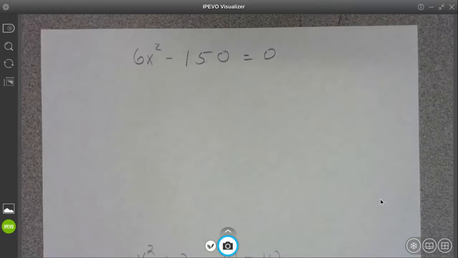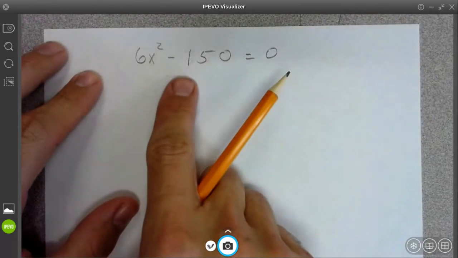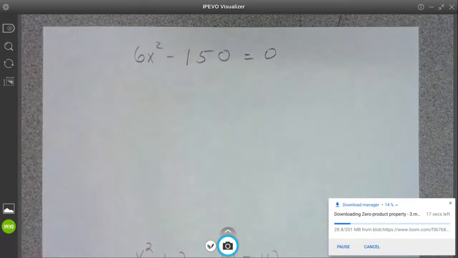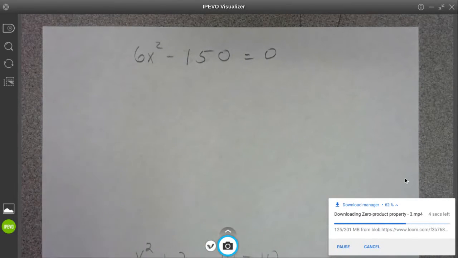So these are going to be some bonus examples, extra practice, in case you need it. All right, solving these equations. So I could add 150 to both sides and then divide by 6. But instead, sorry, ignore that in the bottom.